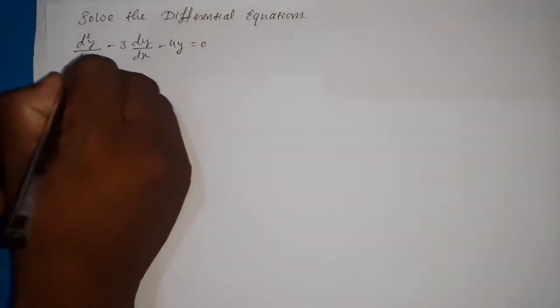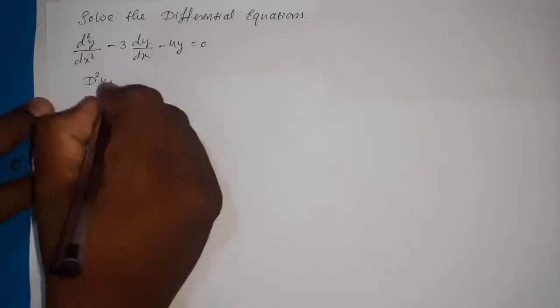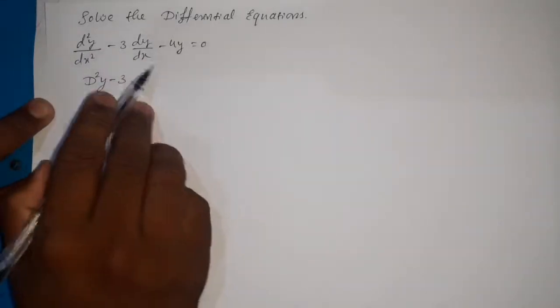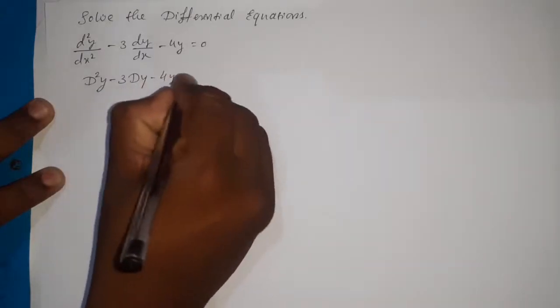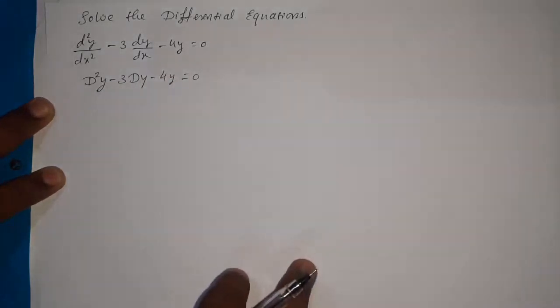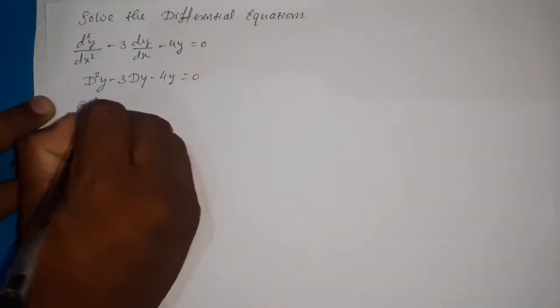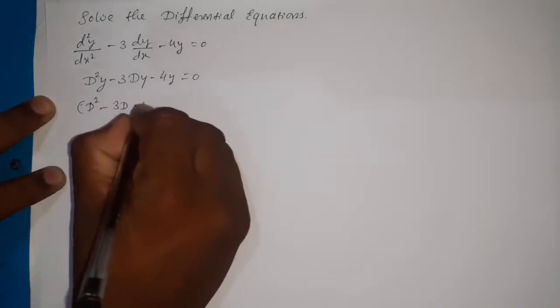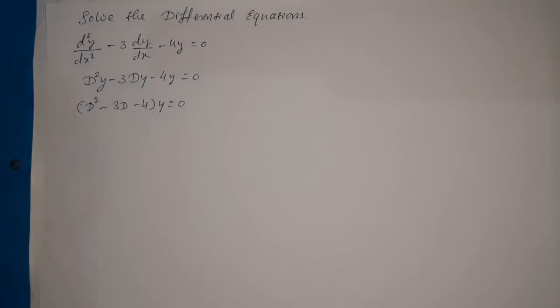So here d square by dx square, that is nothing but capital D square into y, minus 3 as it is, then d by dx is capital D y as it is, minus 4y is equal to 0. Then we can write that y in common, then we will get D square minus 3D minus 4 into y is equal to 0. Now the first step is completed because we have written the symbolic form of the differential equation.